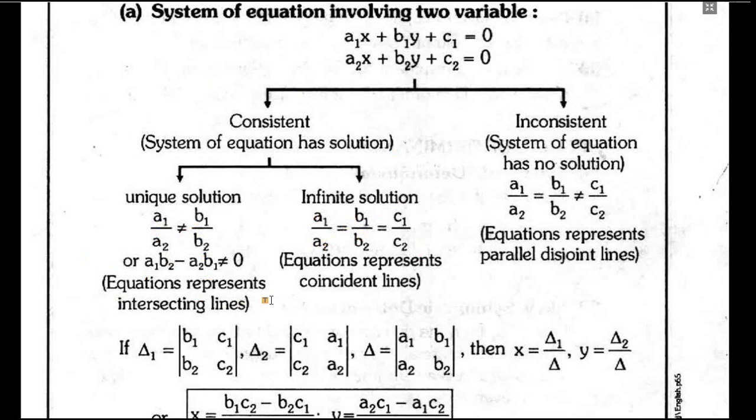Now for consistent, the system has either a unique solution or infinite solutions. For infinite solutions, the lines must be coincident. We know that property from class 10: a1 upon a2 equal to b1 upon b2 equal to c1 upon c2. And for a unique solution, the property is a1 upon a2 not equal to b1 upon b2. These equations represent intersecting lines. Now how will we solve these equations with the help of determinants? Let's see.